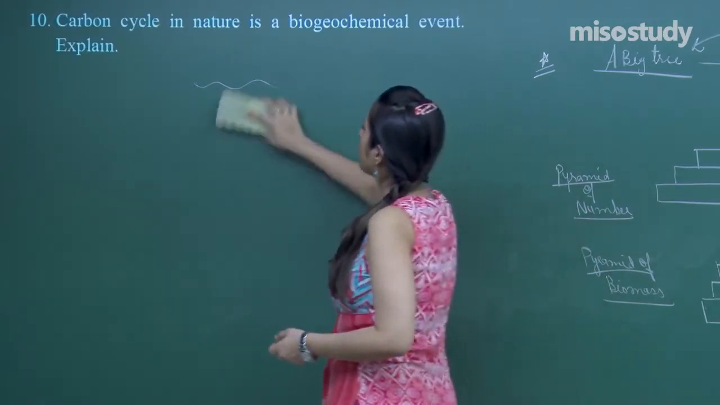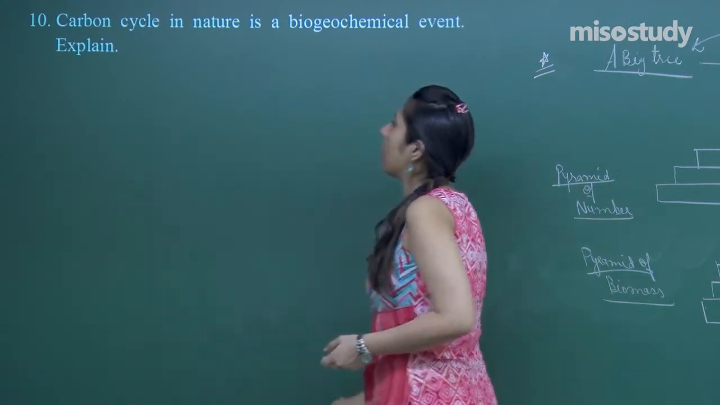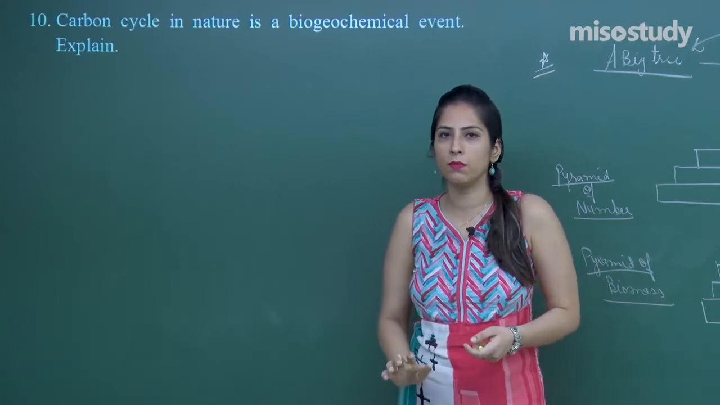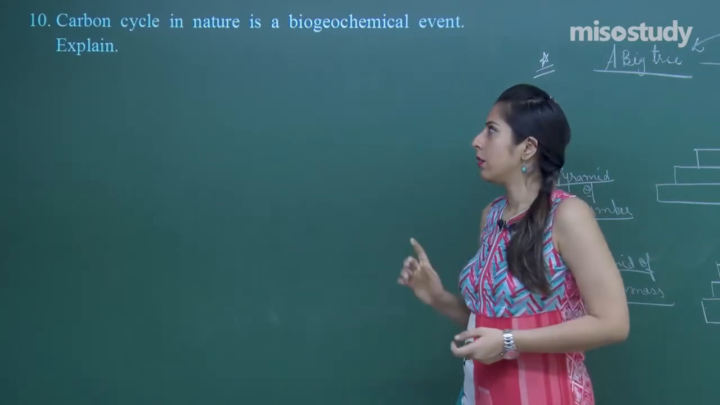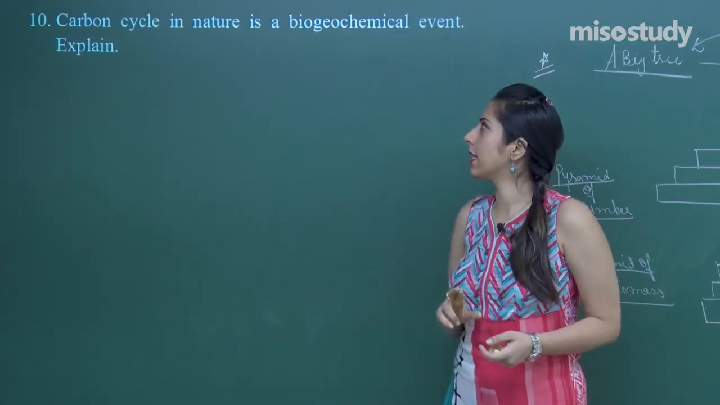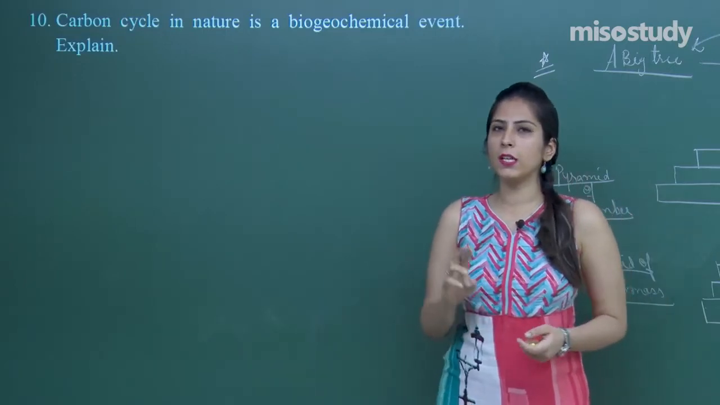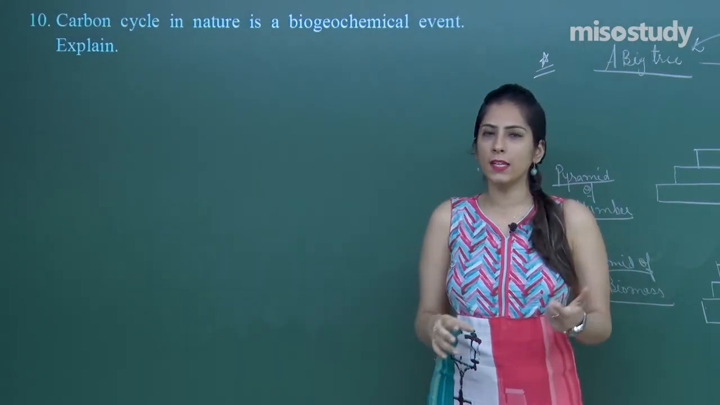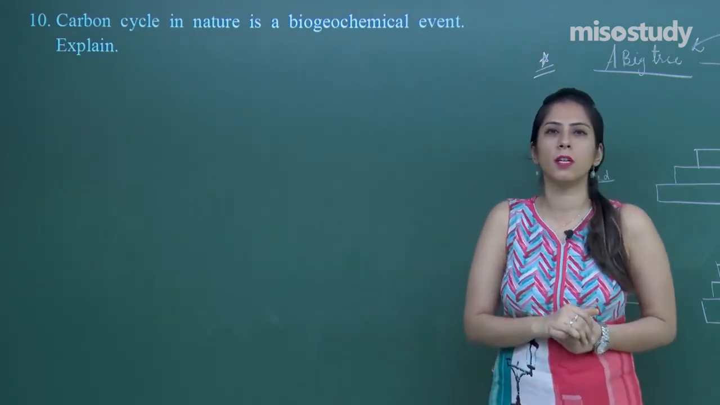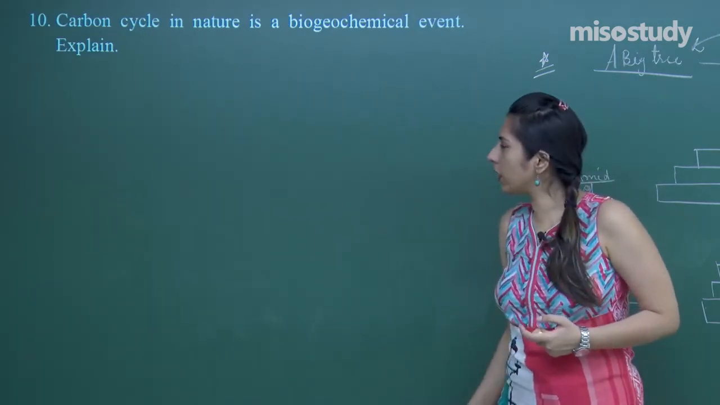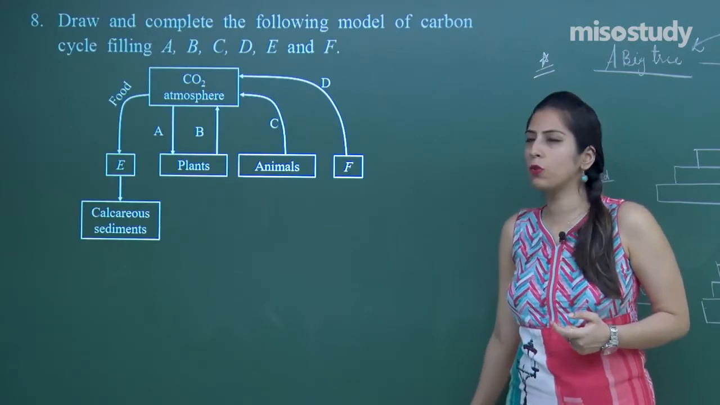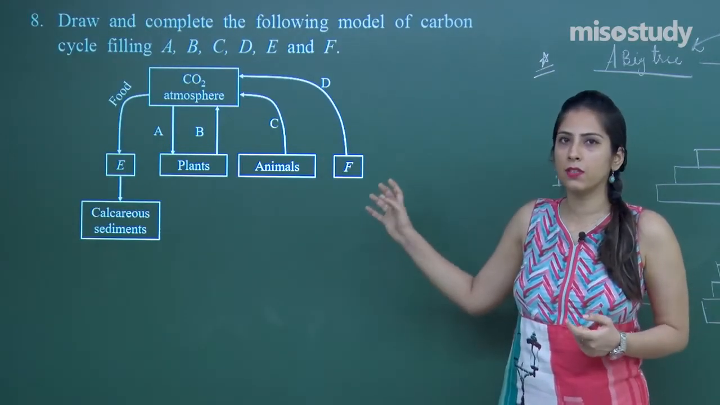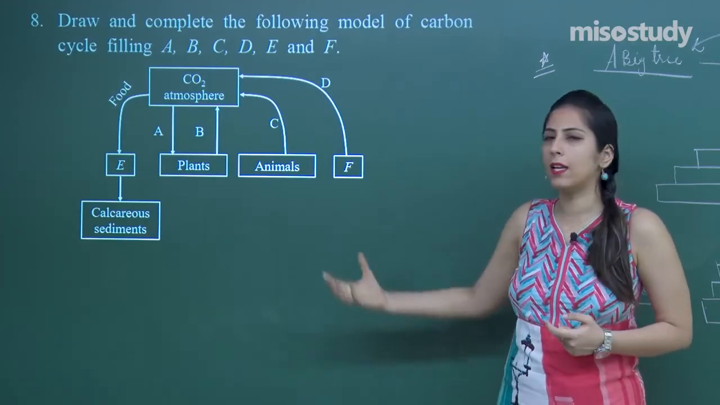A very direct and very easy question: the carbon cycle in nature is a biogeochemical event. Why? And explain. When we talk about the carbon cycle, two sources are present. One is the atmosphere and second the calcareous rocks. We can go back to question number 8. This is how a biogeochemical cycle, this is how a carbon cycle is like this.